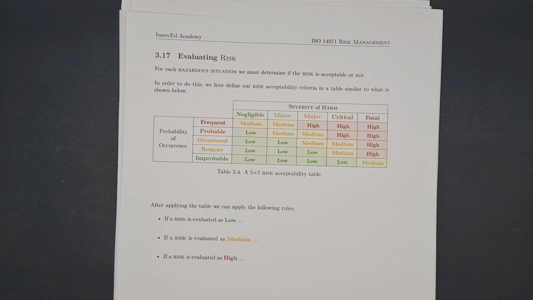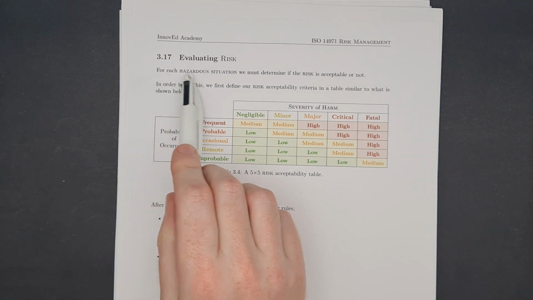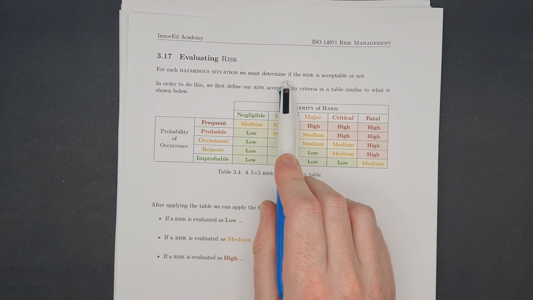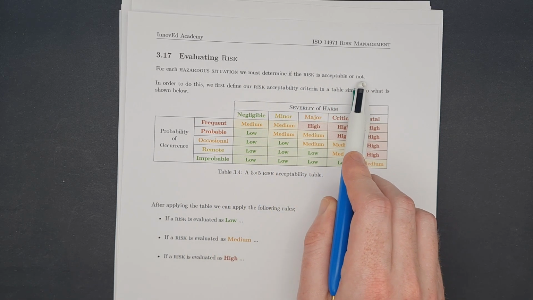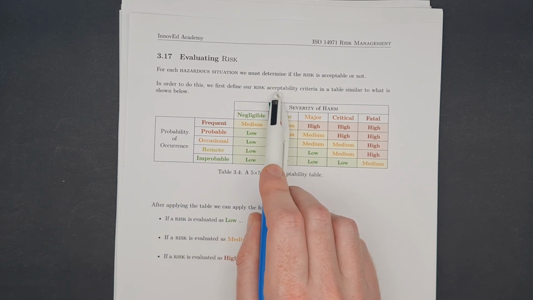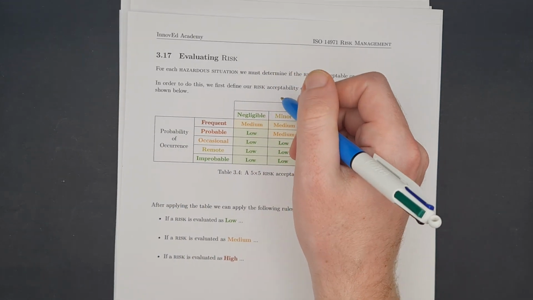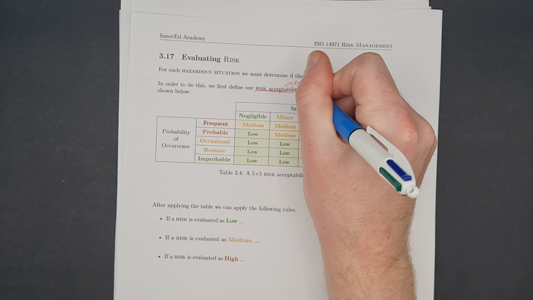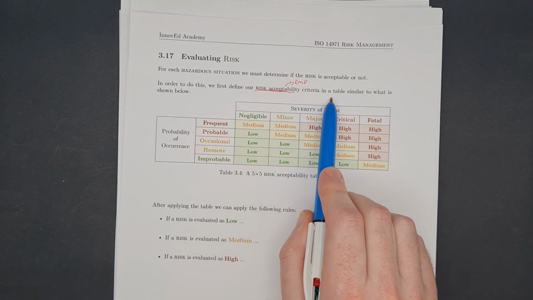In this lesson, we're going to discuss how do we evaluate risk. For each hazardous situation, we must determine if the risk is acceptable or not. That is what we mean by evaluate. In order to do this, we first define our risk acceptability. This will also go into our risk management plan, and it will be a table similar to what is shown below.